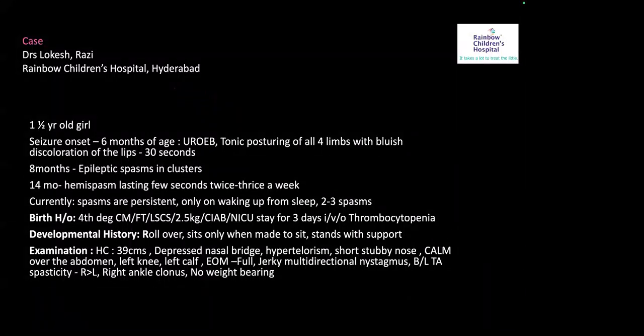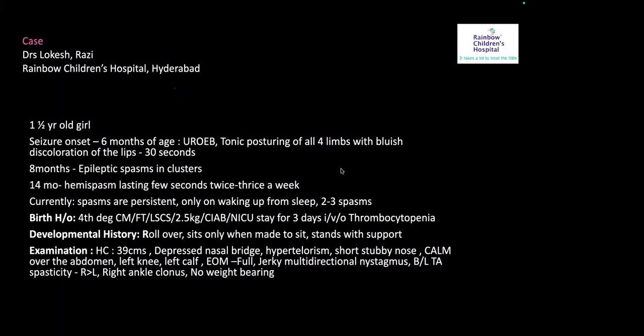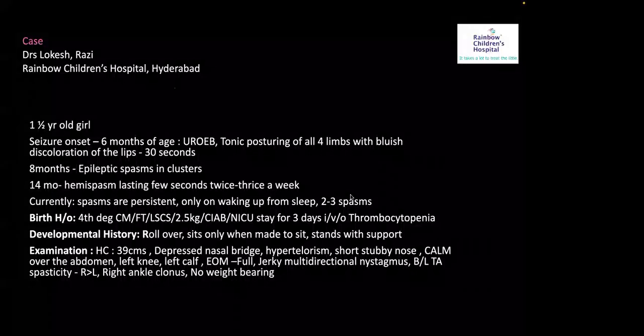Later, seizure semiology changed around 8 months: epileptic spasms in clusters, mostly after getting up from sleep. Later she was started on anti-epileptic medication, vigabatrin. Later, around 14 months, hemispasms were noted, lasting a few seconds. Frequency of seizures reduced to twice to thrice per week.